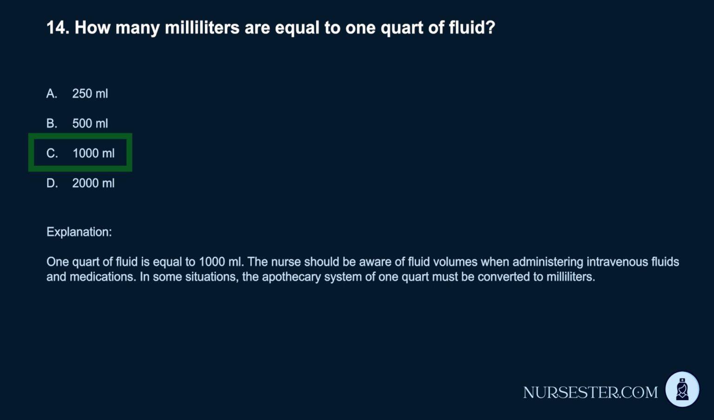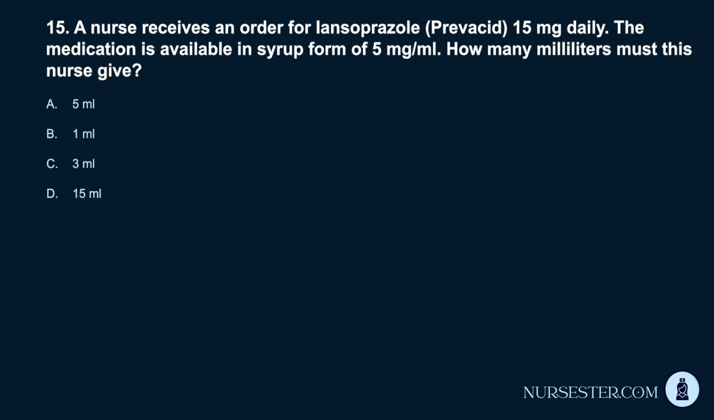In some situations, the apothecary system of 1 quart must be converted to milliliters. 15. A nurse receives an order for lansoprazole, Prevacid, 15 mg daily. The medication is available in syrup form of 5 mg per milliliter. How many milliliters must this nurse give?